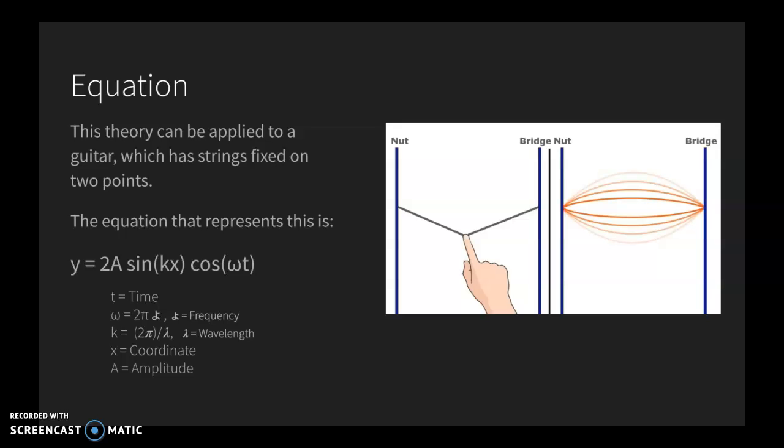So the equation that can be applied to a standing wavelength is represented by y is equal to 2a sine of kx cosine wt, where a is the amplitude, k is just 2 pi over the wavelength, omega is just 2 pi times frequency, and t is just time.